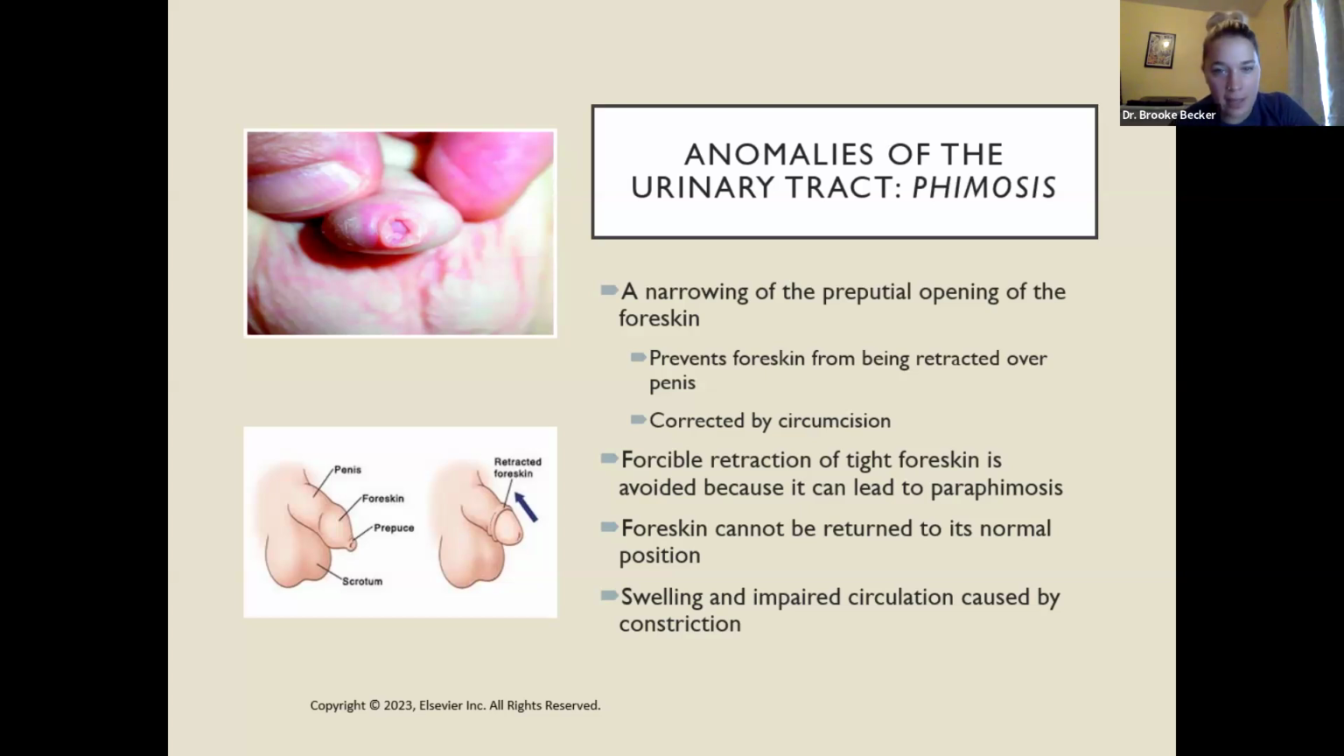And your concern with this happening, especially if parents have been trying to pull back with force, is impaired circulation to that area, to the penis, because it literally gets that swollen.